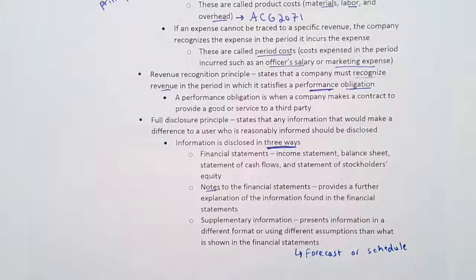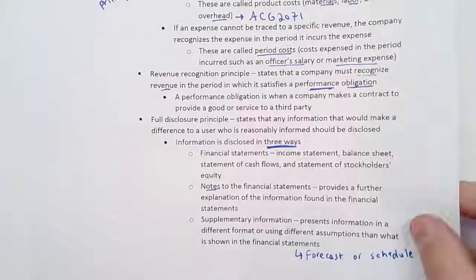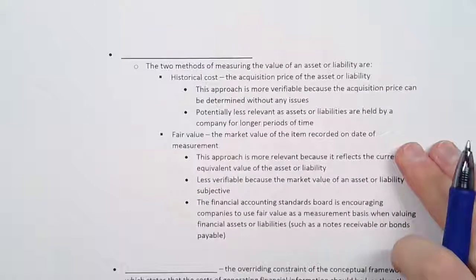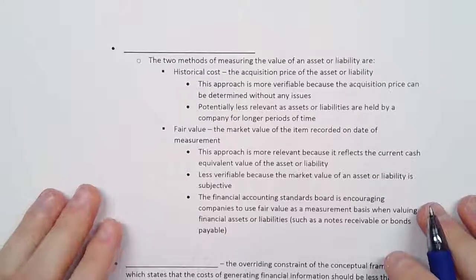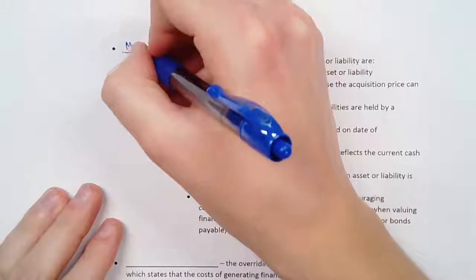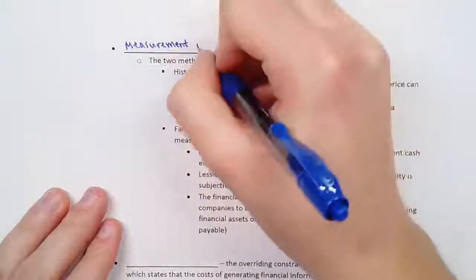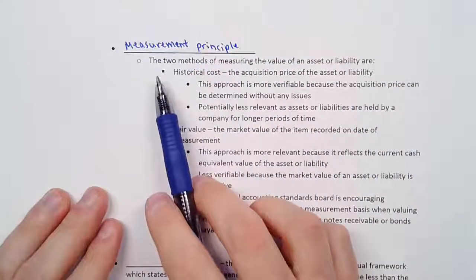Okay. Finally, we have one more page to go through. The first thing that we're going to go through here is just a little bit more detail on the measurement principle, just because it is a little complicated. Okay. So again, this is going to be the measurement principle. Okay. And so basically we have two methods to measure the value of an asset or a liability.